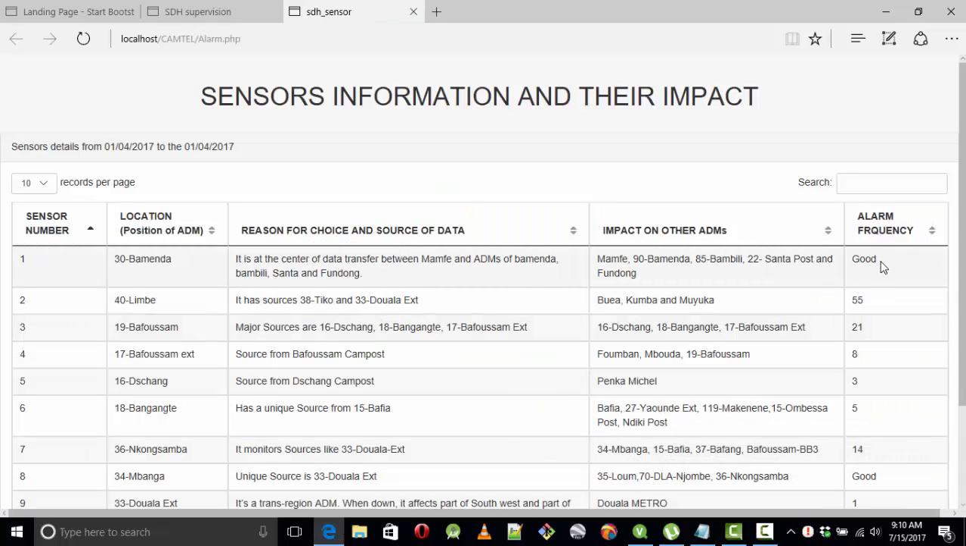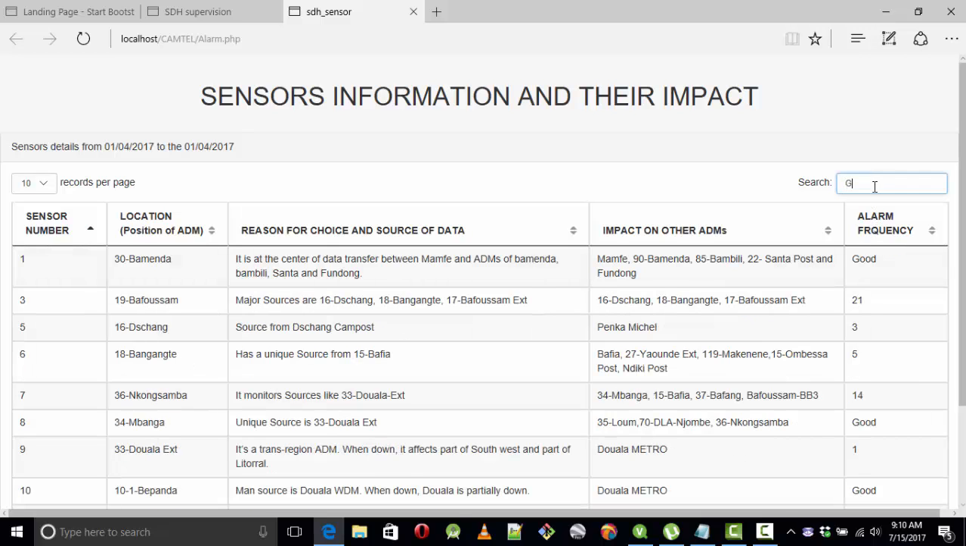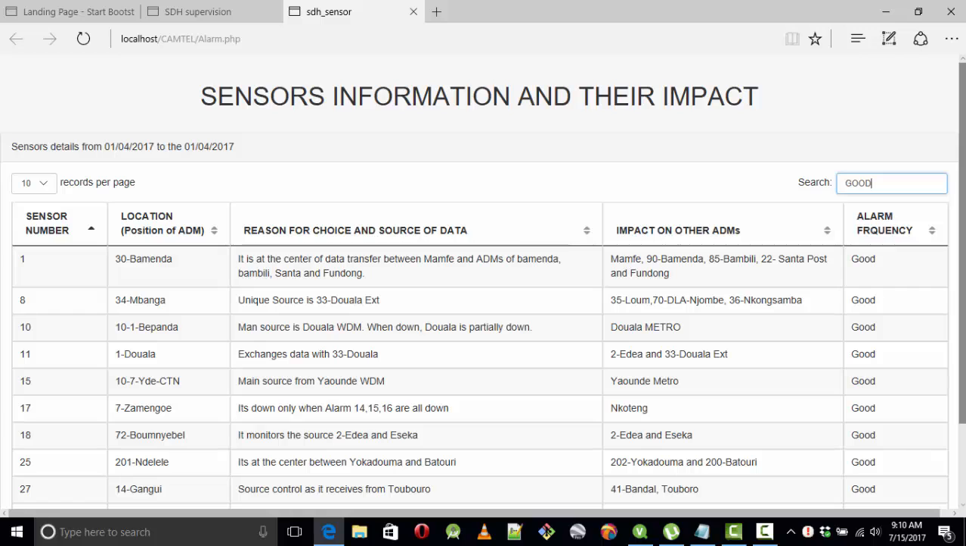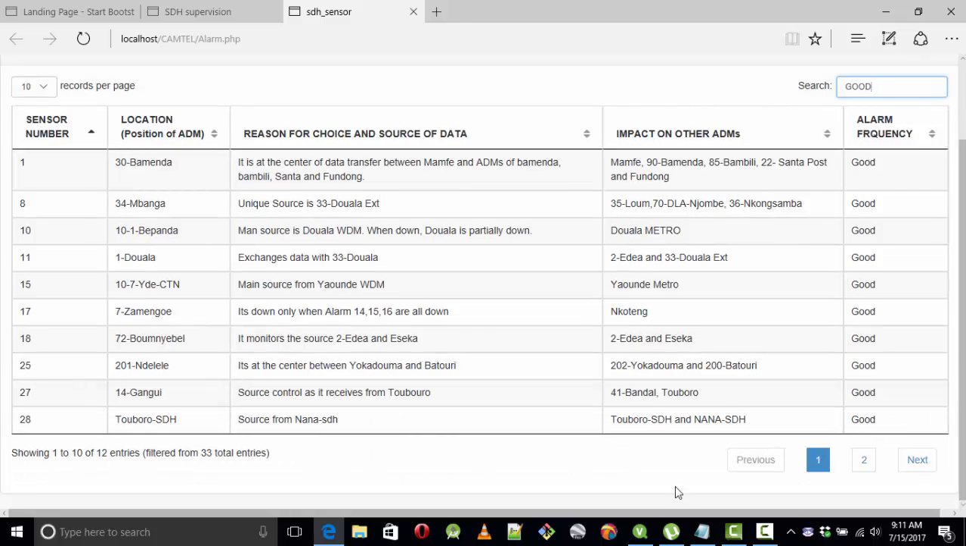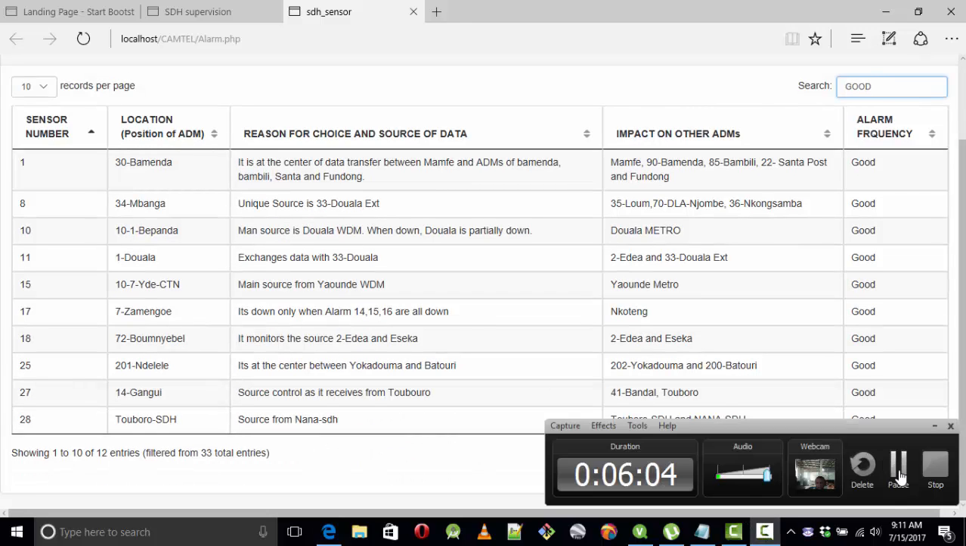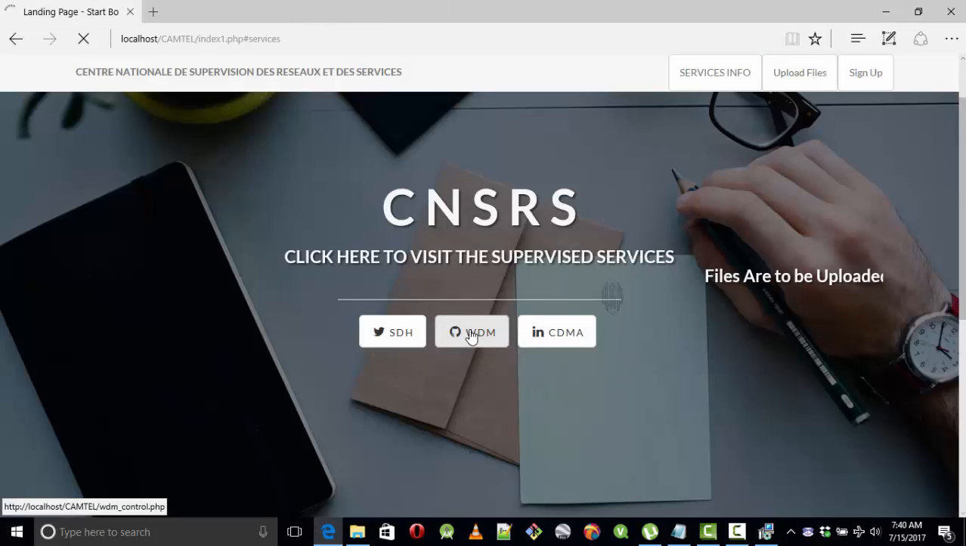Limbe, the number of incidents in Limbe has reduced to 55, and in total we have 12 sensors which are untouched: Delele, Ngangi, Chiboro, Banga. That's for the SDH network. Now let's go to the WDM.